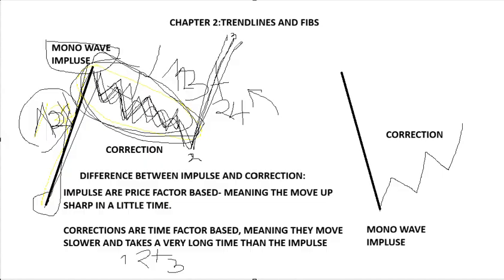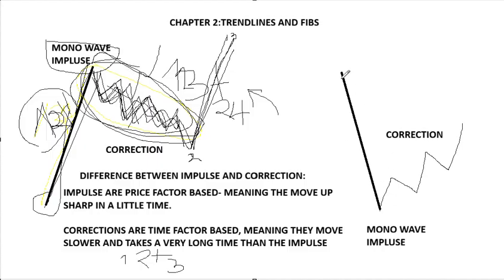All right, and we'll look at how corrections can be into 3 waves or also 5 waves, or it could even take more than that. All right, but we are going to look at it as well in the next chapter. So this is the same for the uptrend and the downtrend.